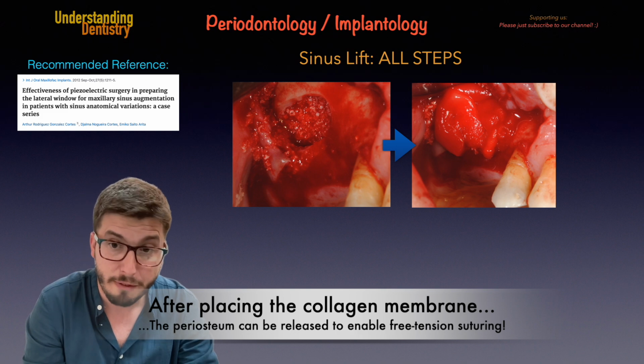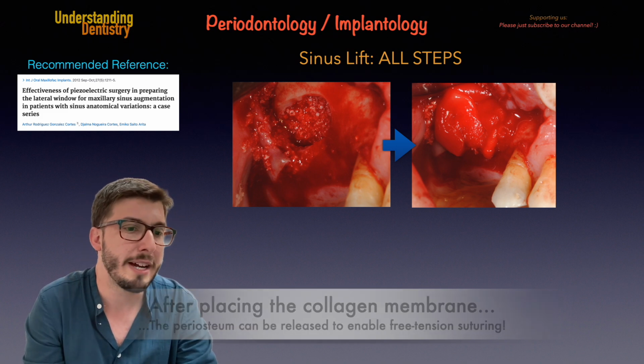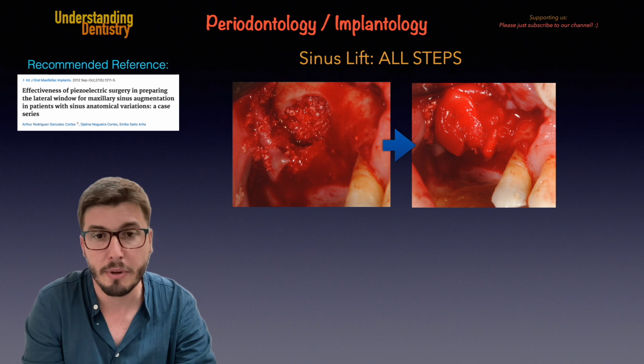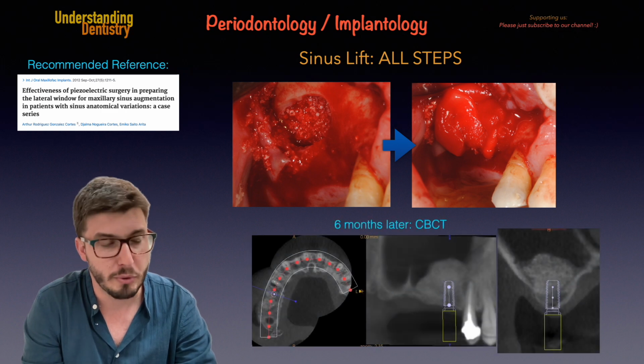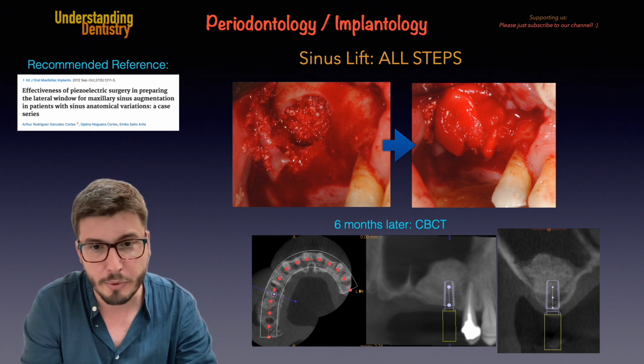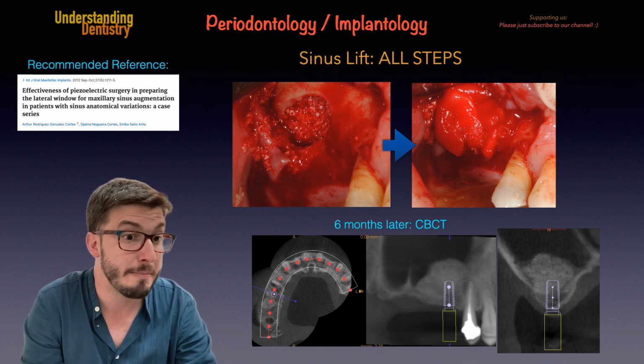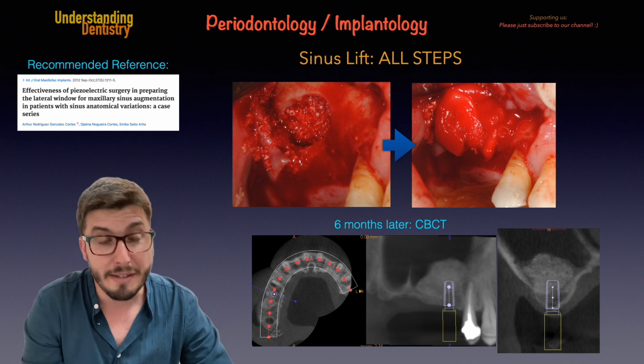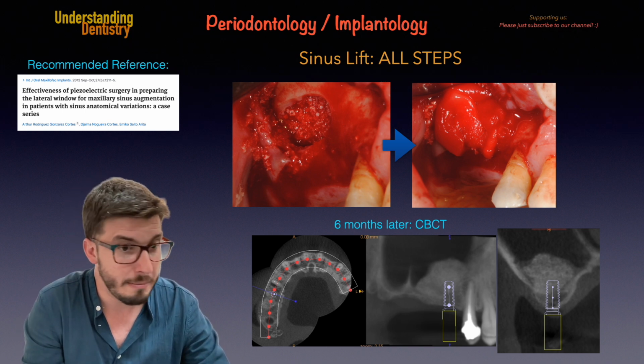Then you would close the flap, you would suture the flap. You could use Vicryl sutures, resorbable sutures, for example. And then, again, we'll go back to our video of suturing if you need. And then we have the implant planning 6 months later. Even the graft planning you could do with a CBCT.